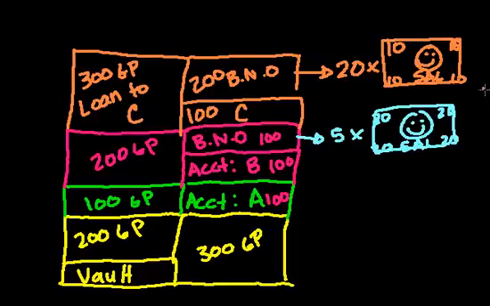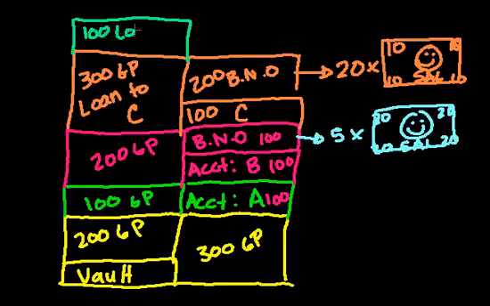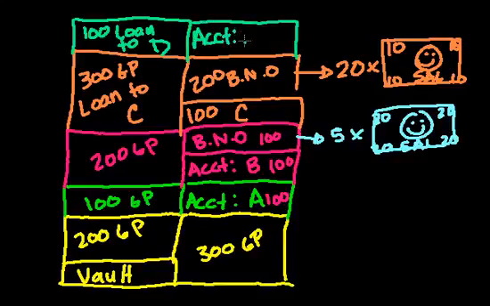And then let's say another entrepreneur comes and he wants to build a factory. He needs 100 gold pieces. So I'll have a loan, 100 loan, that's my asset, loan to entrepreneur D, and then I can create a checking account for him. So this is account for D. And I know what you're thinking.